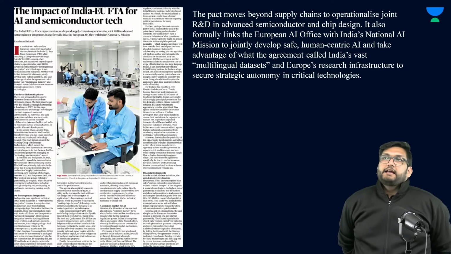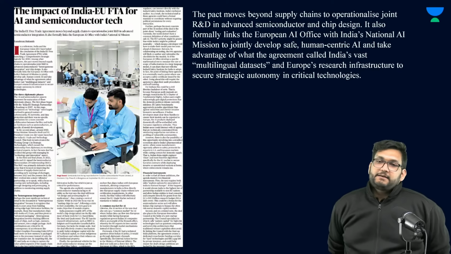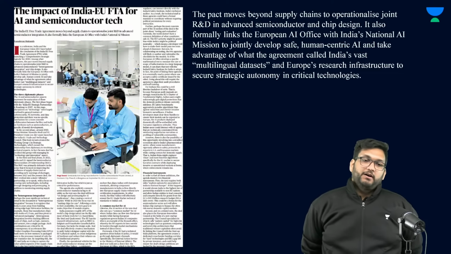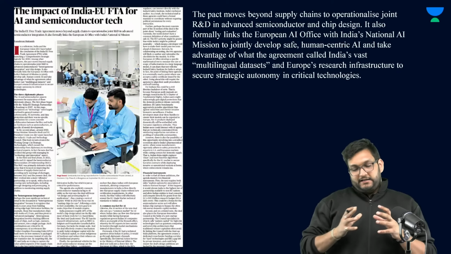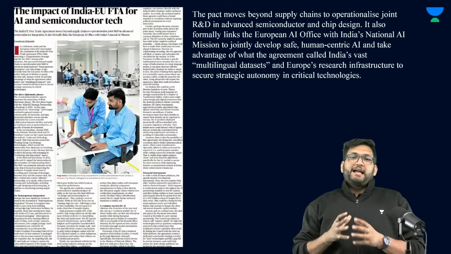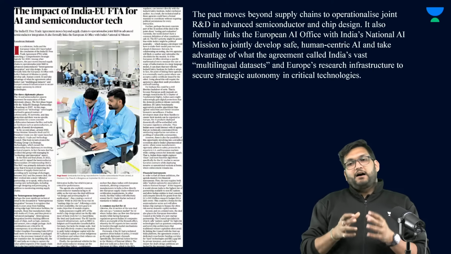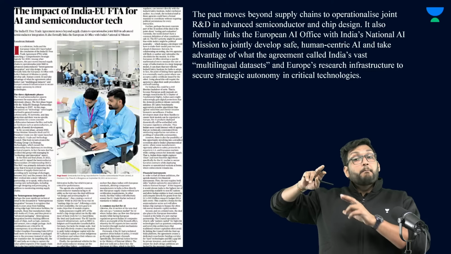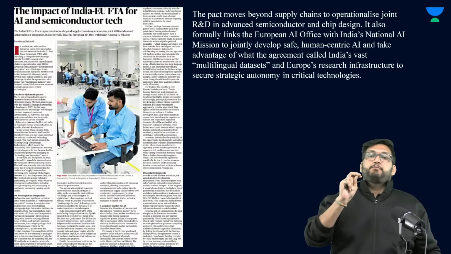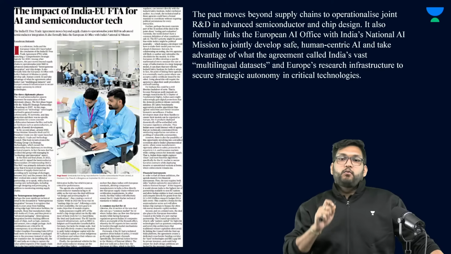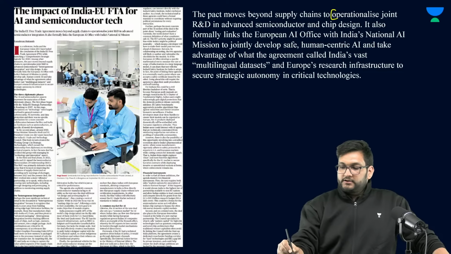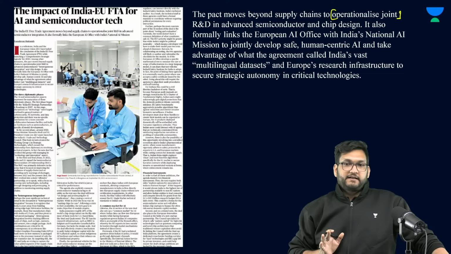Now, see, AI and semiconductors go together, meaning without proper chips, AI won't work. And India and the EU have been discussing in multiple aspects about AI and how semiconductor manufacturing, assembly, and processing, which aspect can be played around. Now, here, what has happened is through the FTA, there have been 3 to 4 major developments in the AI sector.